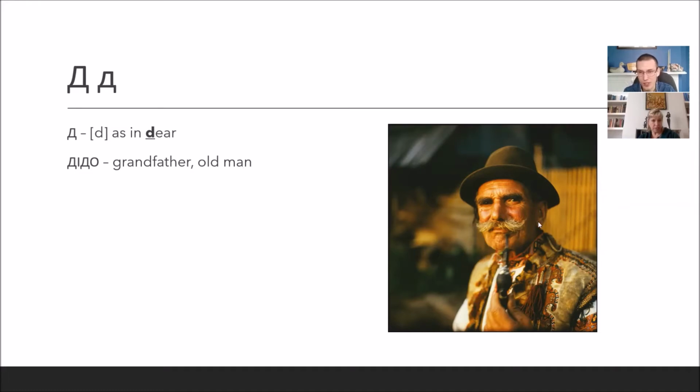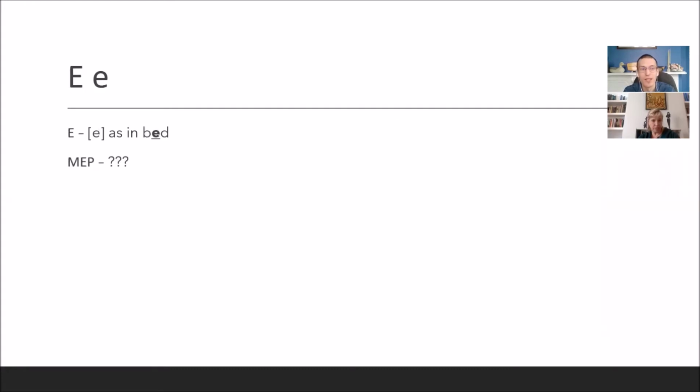And this particular Dido is from Hutsul. He is Hutsul, which is an ethnic group in the west of Ukraine that lives in the mountains. You can see it in his distinguished clothing. And he is Dido, D-I-D-O, grandfather or old man. He is probably both.